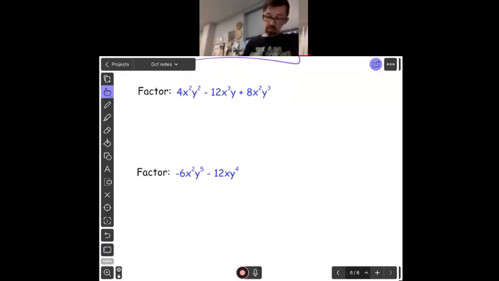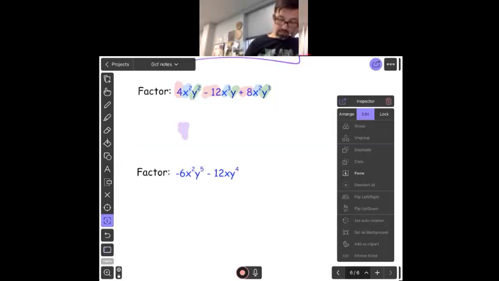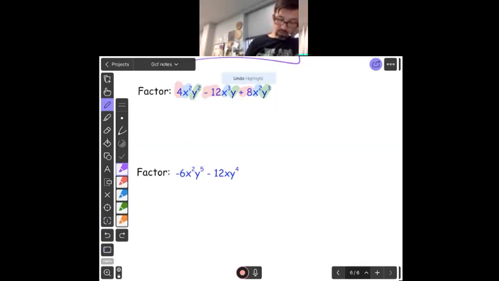A little bit more complex here. We have 3 terms now, and so I want to start with pieces. So I'm going to look at the numbers first. Then I'll look at the x's. Then I'll look at the y's. Okay? So I want to ask myself, what do 4, negative 12, and 8 all have in common? So 4 goes into 4. 4 also goes into 12, and 4 also goes into 8. That's the biggest number that I can get out of all those.